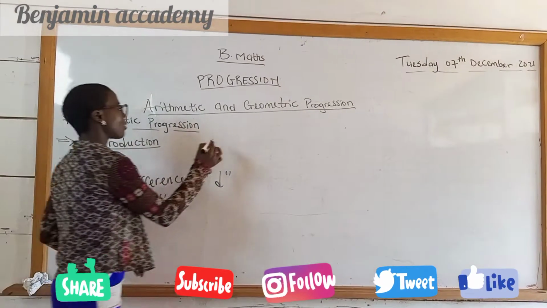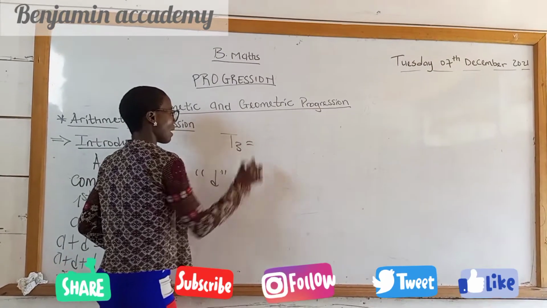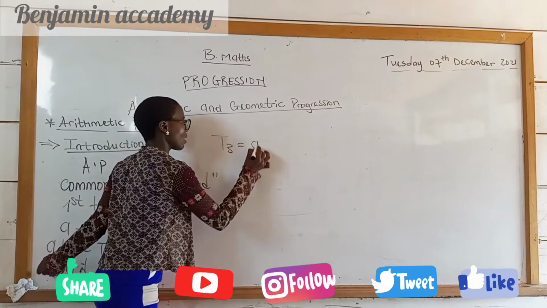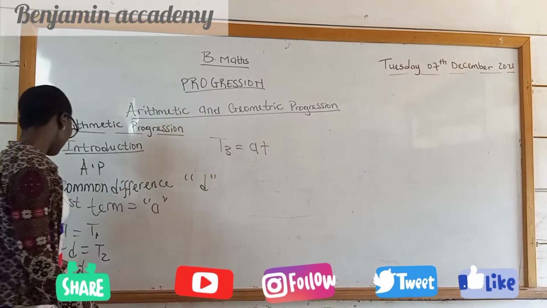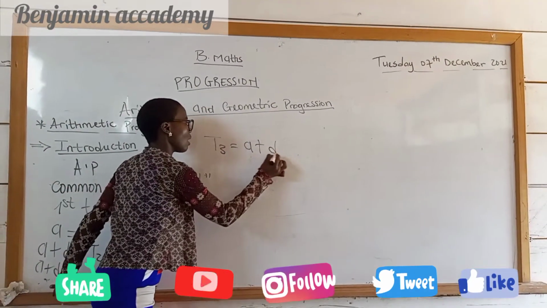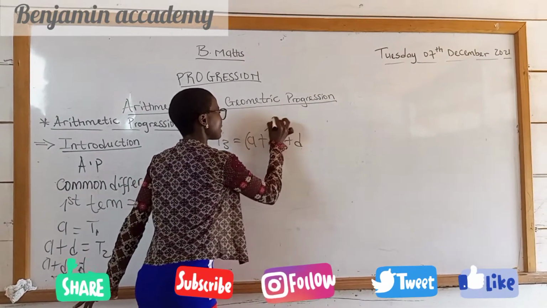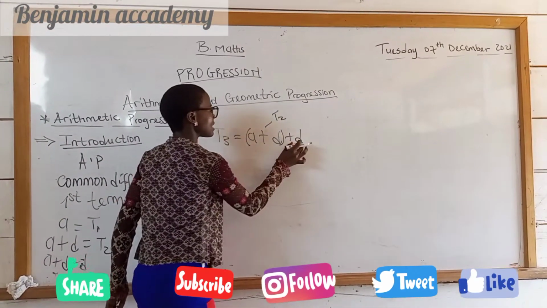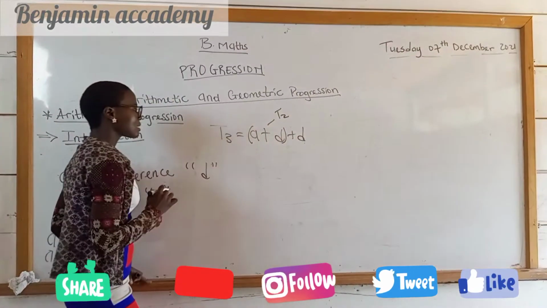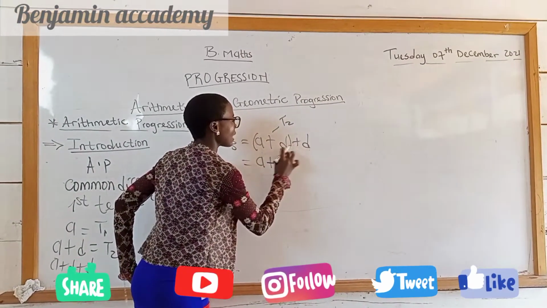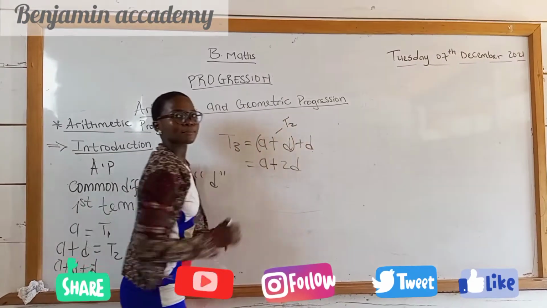That is, we can obtain our T3 by taking the first term, A, plus the common difference, D, plus the common difference again, D. Because this represents the second term, and this is the common difference. That means T3 is A plus, when you add these, 2D.